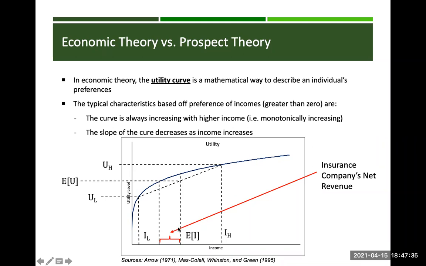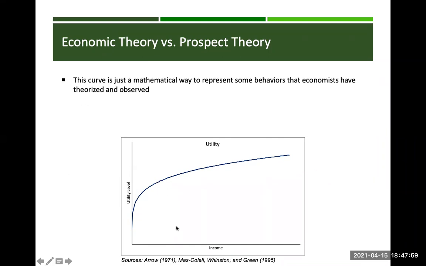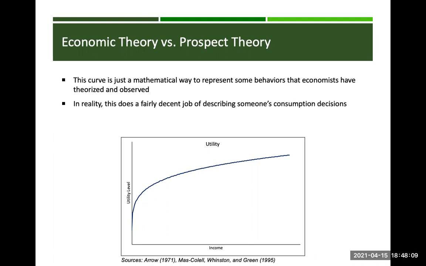So this is the wiggle room that insurance companies have to play with, the average difference here between certainty equivalence and expected income. That covers their administrative costs, their operating costs, and their profits. So this actually does a good job of explaining a lot of things that, in theory, make sense and in observed behavior make sense. They do a fairly decent job of describing how we as individuals and consumers behave.